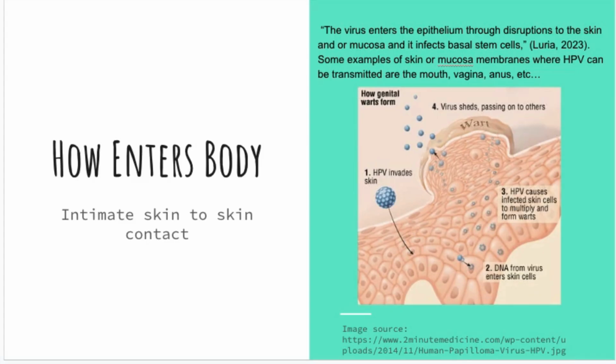Looking at how it enters the body, it enters through intimate skin-to-skin contact. The virus enters the epithelium through disruptions to the skin and/or mucosa, and it infects basal stem cells. Some examples of skin or mucosa membranes where HPV can be transmitted are the mouth, vagina, or anus.